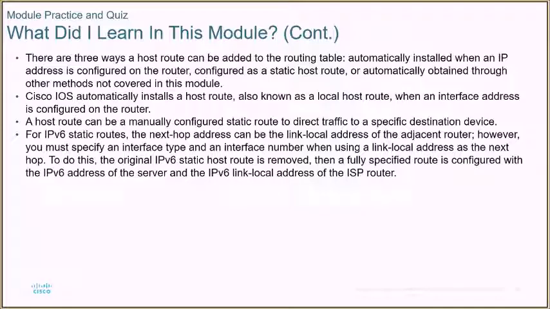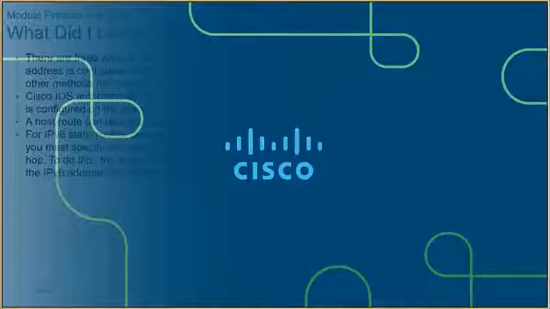For IPv6 static routes, the next hop address can be a link local address of the adjacent router. However, you must specify an interface type and interface number when using a link local address, because, of course, link local addresses are not unique to a particular network. To do this, the original IPv6 static host route is removed and a fully specified route is configured. There's the logo, so we're done.